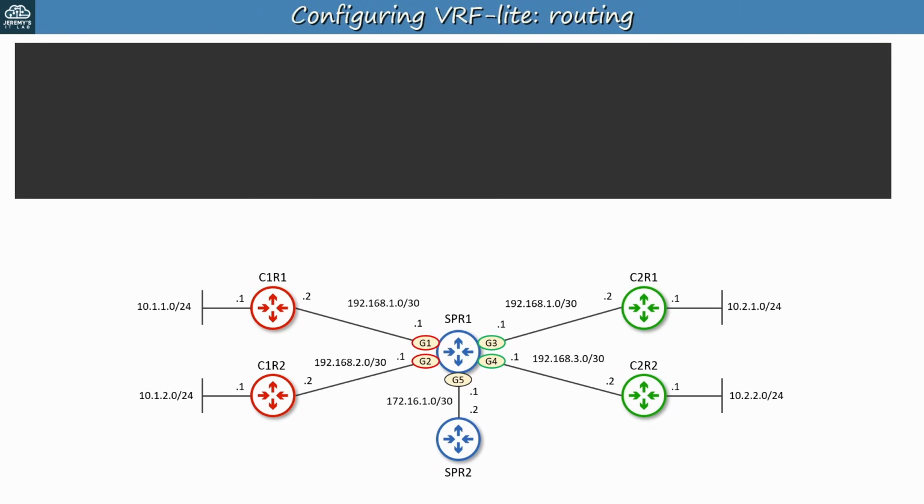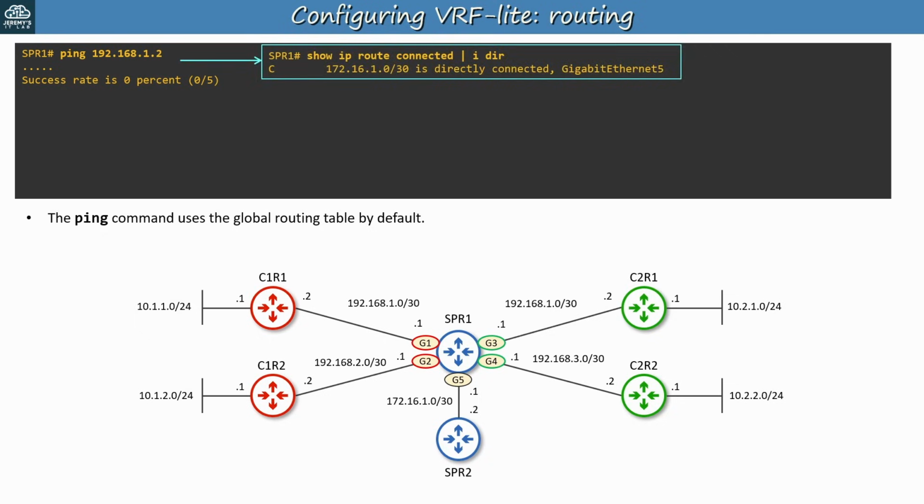I'll test by pinging 192.168.1.2 in different routing instances. First, I simply used ping 192.168.1.2. SPR1 has two connected neighbors with this IP, C1R1 and C2R1, but the ping fails. That's because the ping command uses the global routing table by default. The global routing table has a connected route for 172.16.1.0, but no routes for 192.168.1.0, so SPR1 drops the pings.